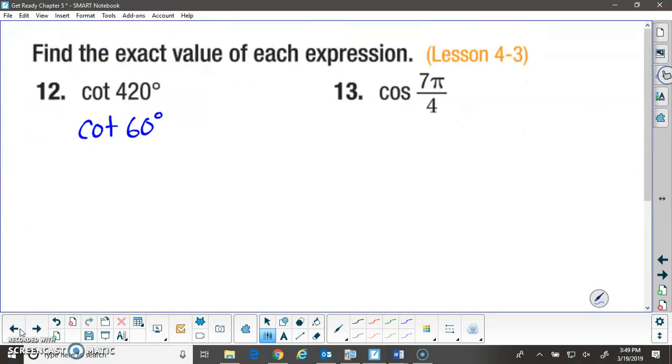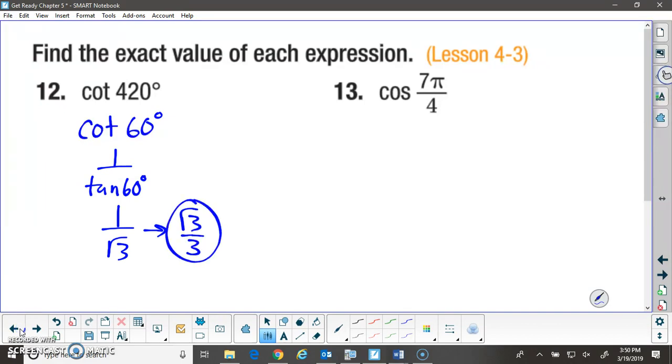To find the exact value of the cotangent of 420, I would try to find the cotangent of 60 degrees because 420 and 60 degrees are coterminal. And this would be equal to 1 over the tangent of 60 degrees. And since I know that the tangent of 60 degrees is square root of 3, I would give my final answer in a rationalized form like that. Cosine of 7/4 pi, that's just off of the unit circle. This is the x value at 7/4 pi, which should be positive root 2 over 2.